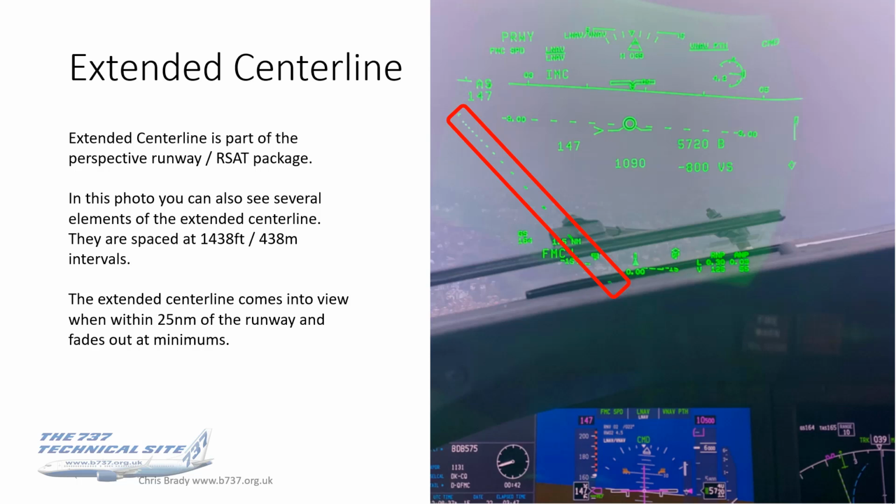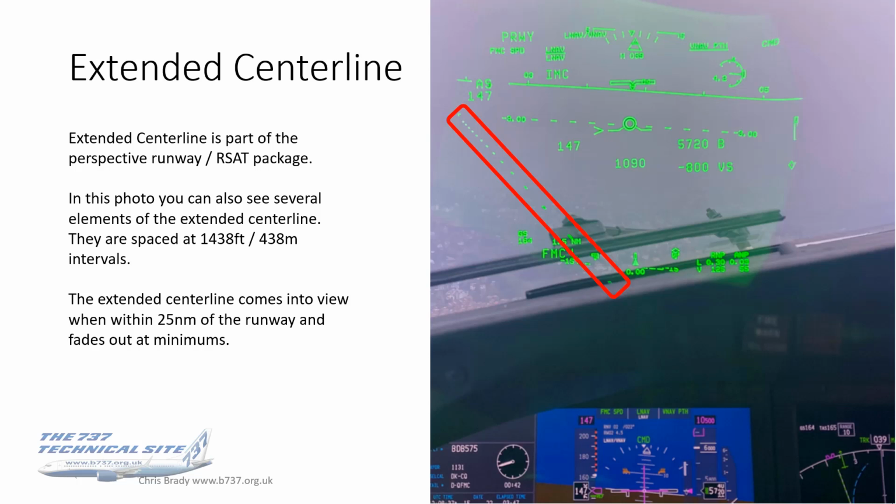One thing to point out on here is that sort of diagonal row of dotted lines. That's your extended centerline, and this is a part of the perspective runway or RSAT package. So perspective runway, you can see the enunciation. I haven't highlighted it, but up at the top left of the display, you can see you've got an enunciation PRWY, perspective runway, that is. This is an optional extra.